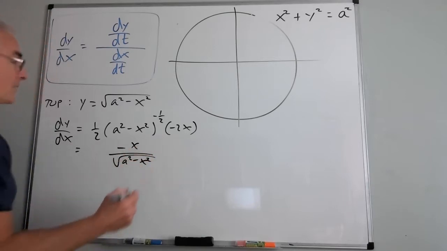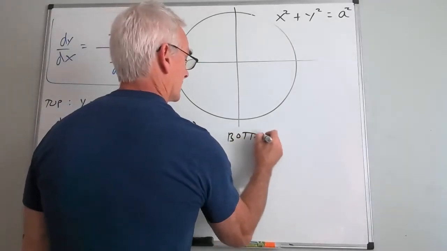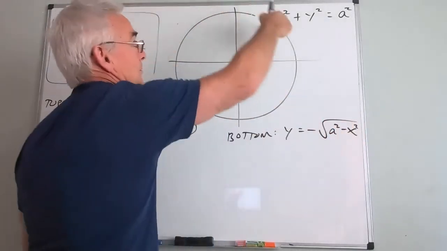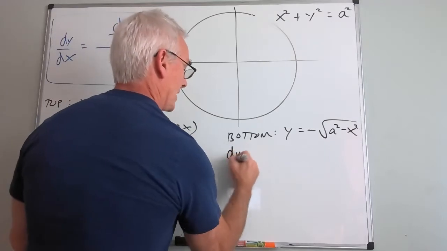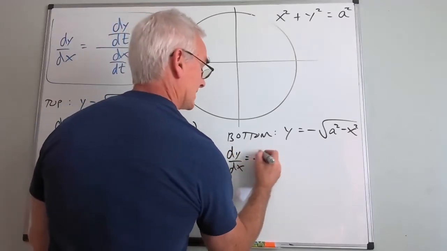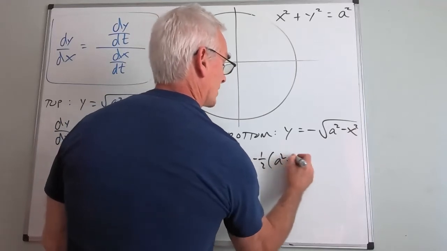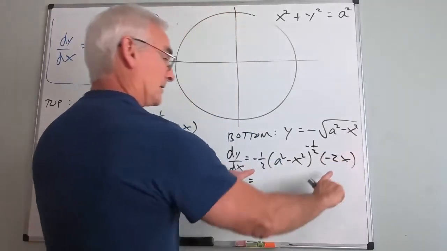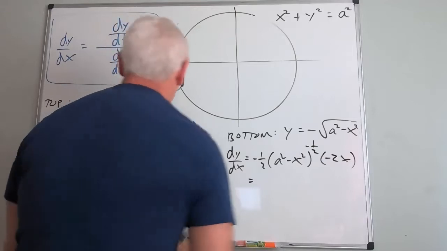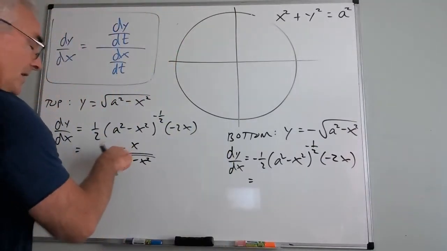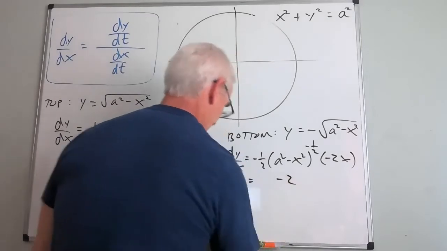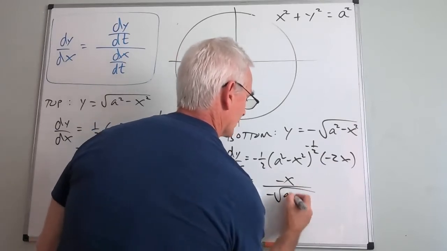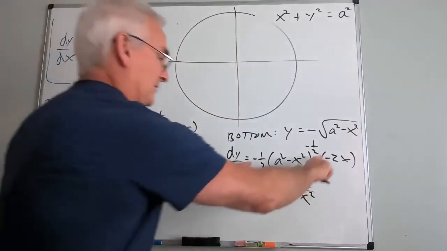Okay. For the bottom half, it would be y equals the negative of the square root, right? The positive square root would be that, the negative square root would be that. So dy/dx equals negative 1/2 times (a squared minus x squared) to the negative half times negative 2x, which is simply, okay, now I have the negative here. So I'm going to leave that the way it was, but I'm going to write it as the negative x on top over the negative of the square root. I know that's kind of weird because I have the two negatives.